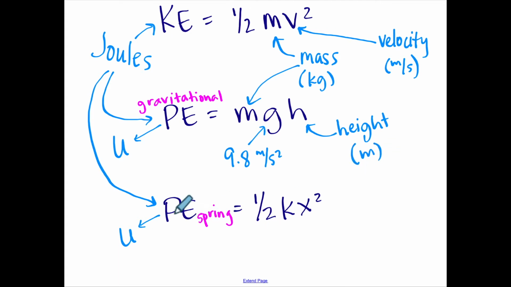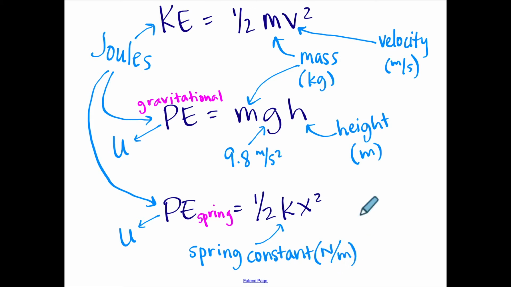For your elastic potential energy equation, K is something called a spring constant. And that spring constant is different for each spring, and it is measured in newtons per meter. And then X in this equation is the stretching or compression, so that is going to be measured in meters. That's going to be how far a spring has been stretched or compressed.